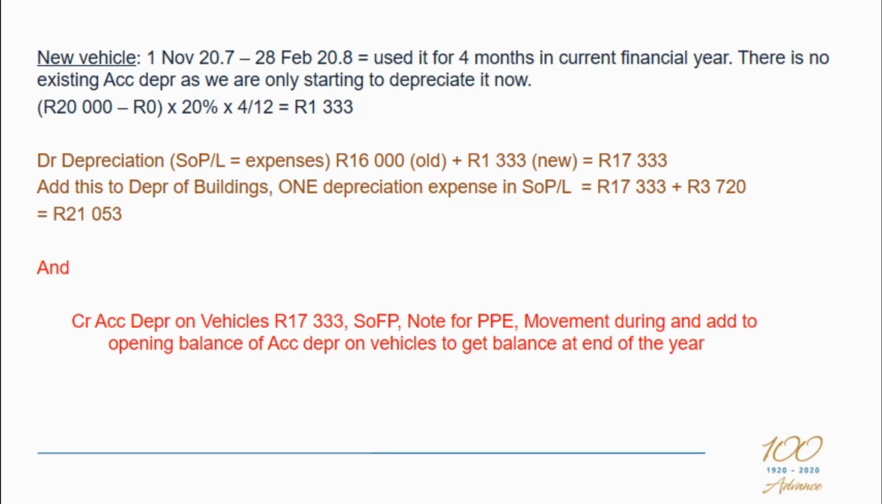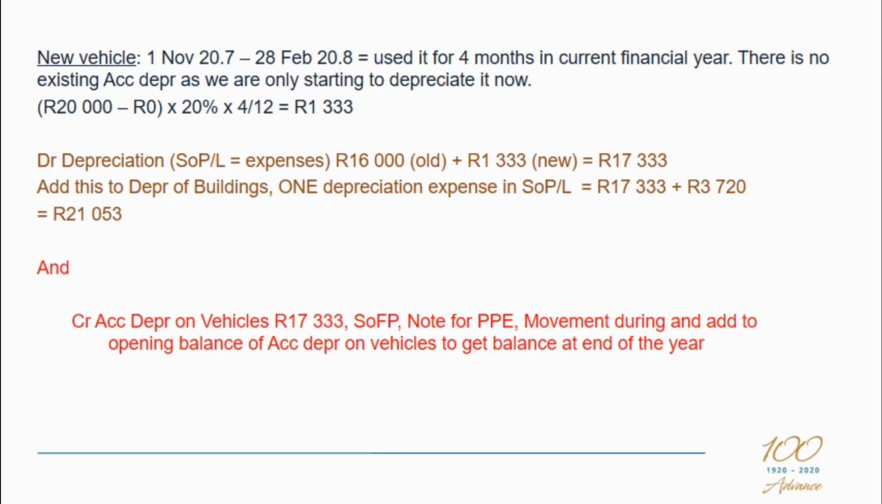If we had to journalize the depreciation, we would say debit depreciation. It is going to affect my expenses in the statement of profit or loss. So for the vehicles alone, it's going to be 17,333 Rand. We need to add the old vehicles' depreciation to the new vehicles' depreciation.